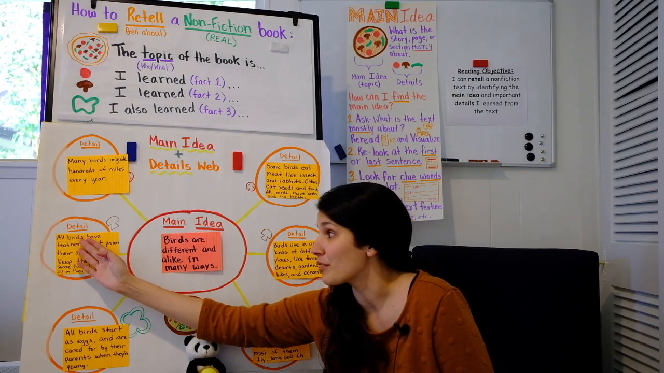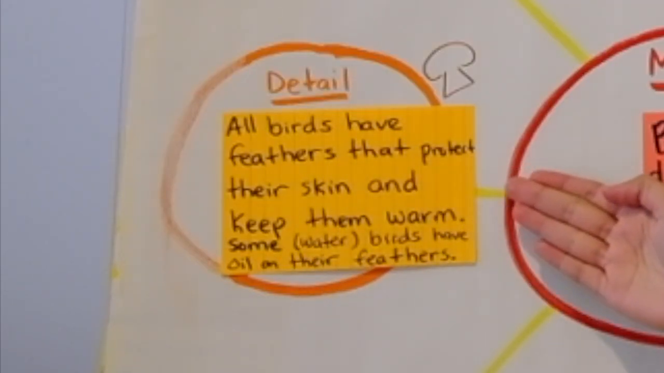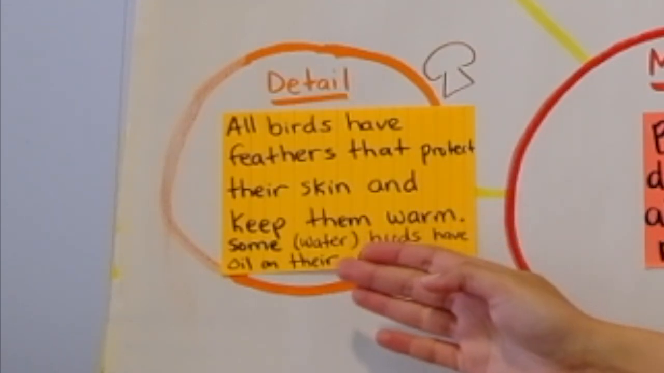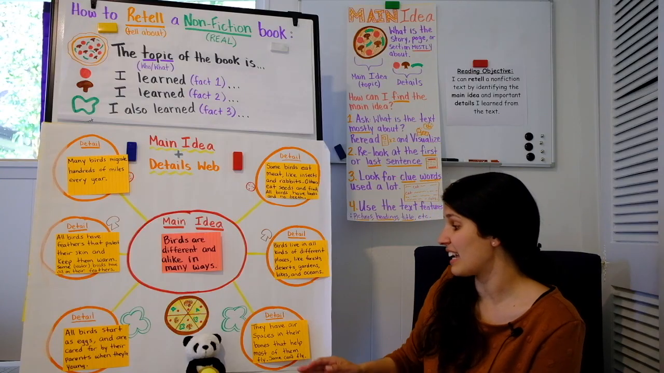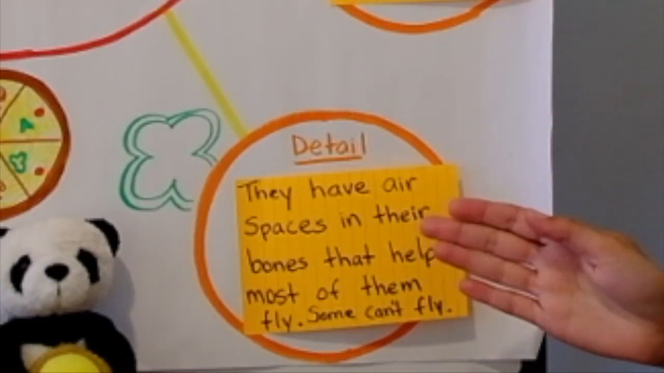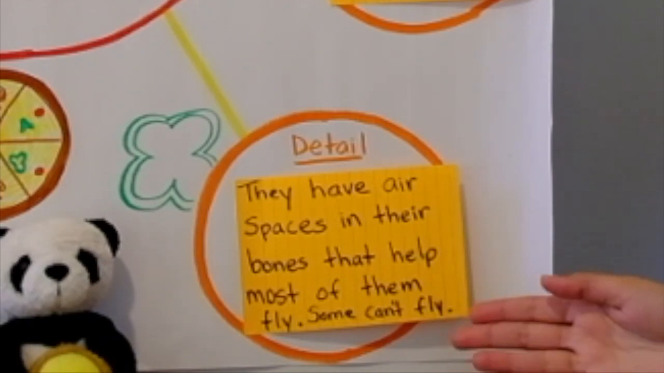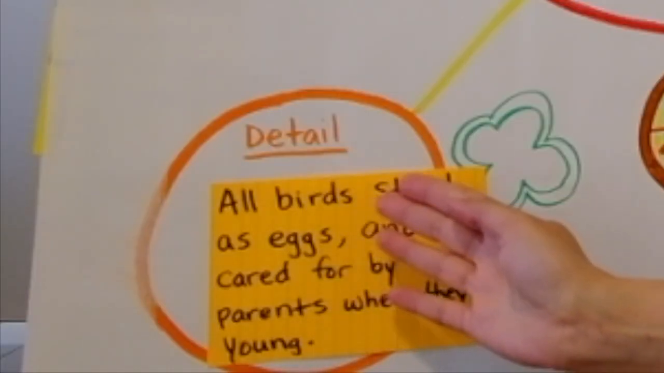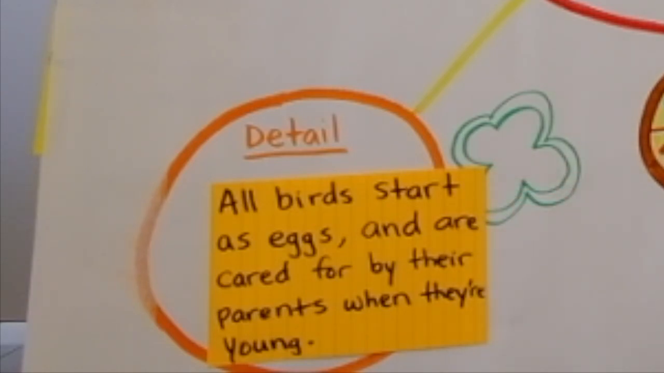I learned all birds have feathers that protect their skin and keep them warm. Some water birds have oil on their feathers. I learned they have air spaces in their bones that help most of them fly, but some can't fly. And finally, I learned all birds start as eggs and are cared for by their parents when they're young.